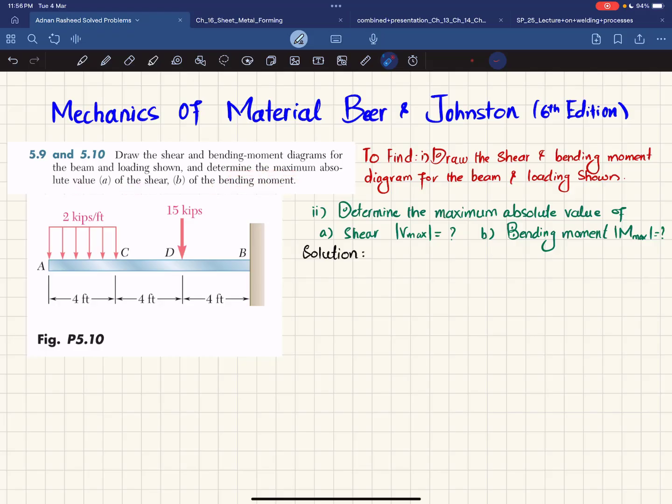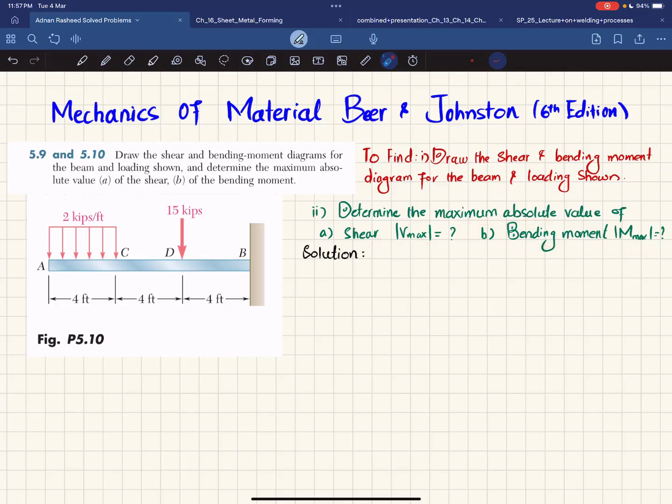You can see this is a cantilever beam having a fixed support at point B, and from A to C there is a distributed load of 2 kips per foot and a point load of 15 kips at point D. The total length of this beam is 12 feet. So you have to draw the shear and bending moment diagram, and then determine the absolute value of maximum shear and maximum bending moment.